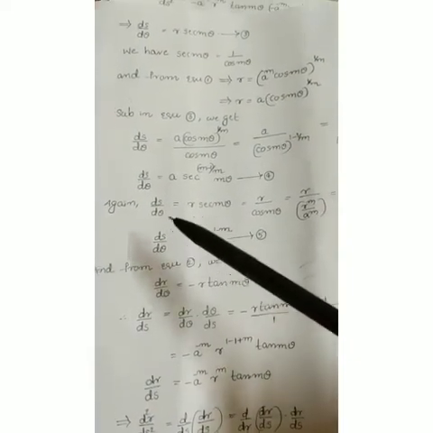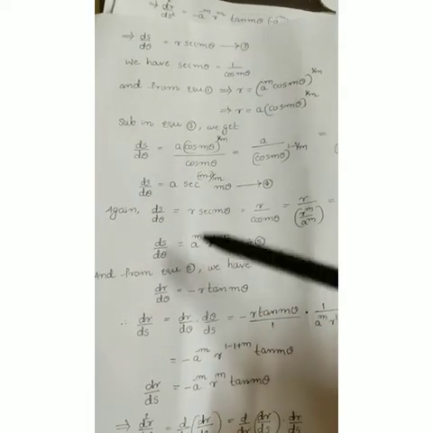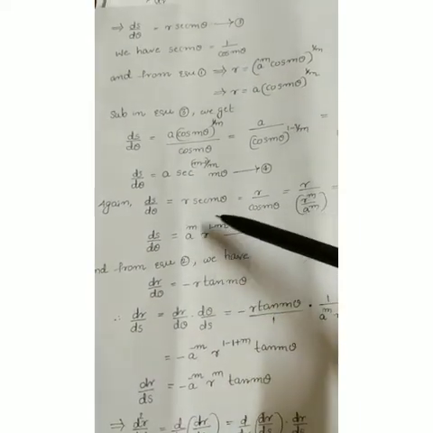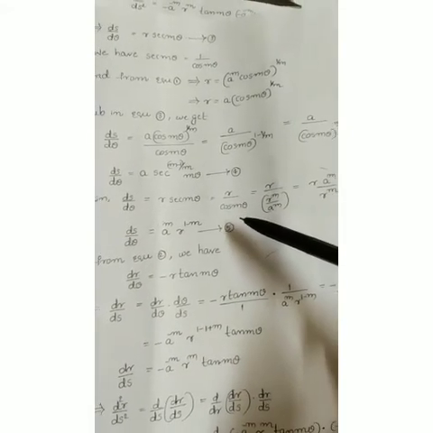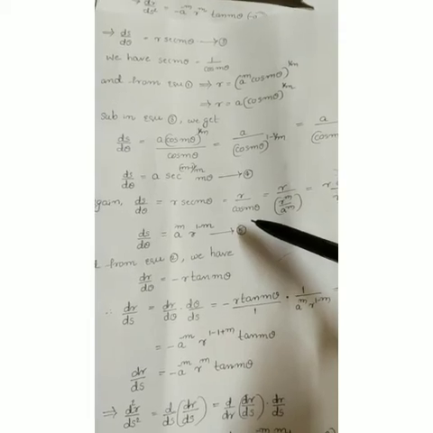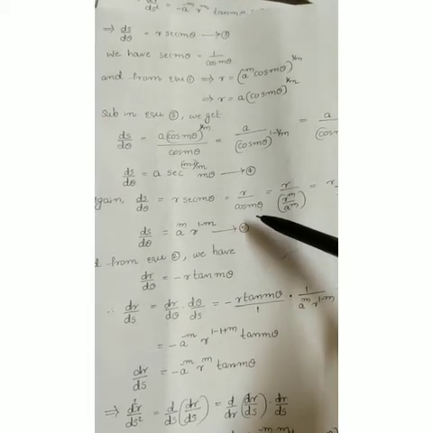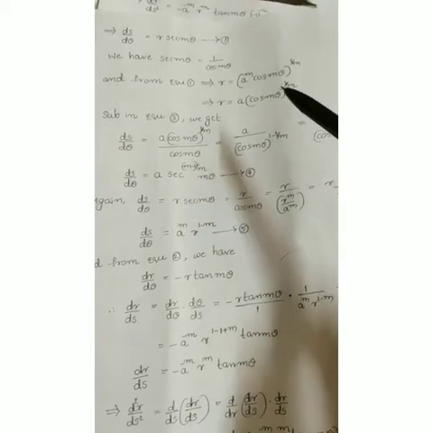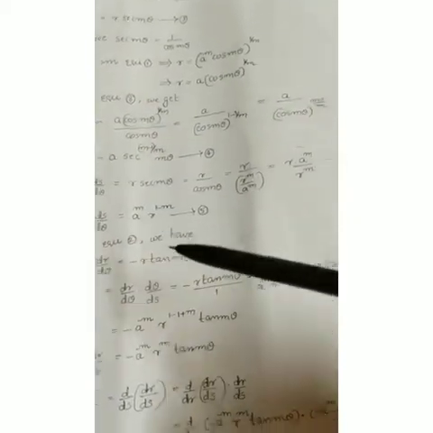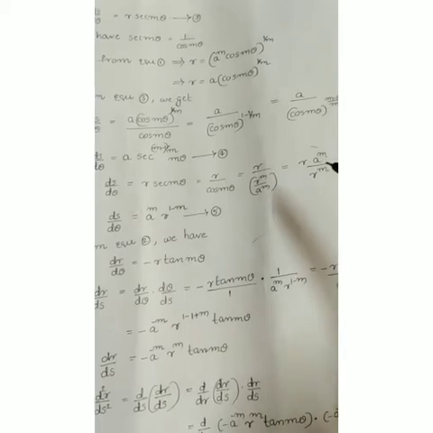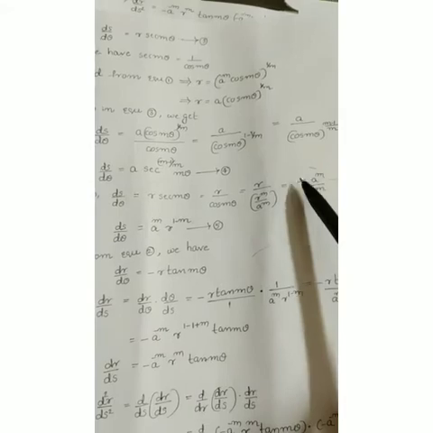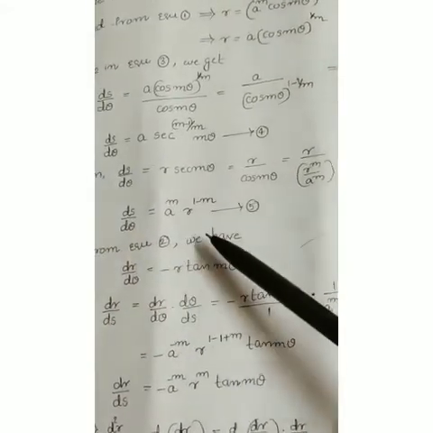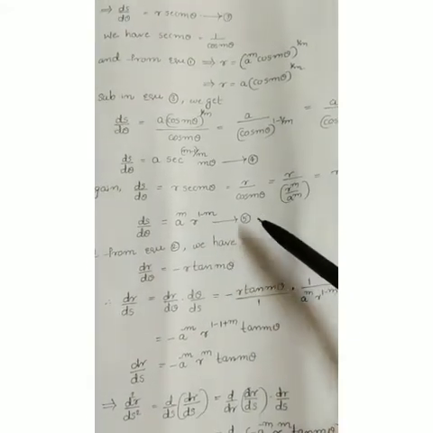Again ds by d theta equal to r into secant m theta. This can be written as r into 1 by cos m theta. From equation 1, r to the power of m equal to a to the power of m cos m theta, then cos m theta equal to r to the power of m by a to the power of m. So r into a to the power of m by r to the power of m, that is a to the power of m into r to the power of 1 minus m. So ds by d theta equal to a to the power of m into r to the power of 1 minus m.